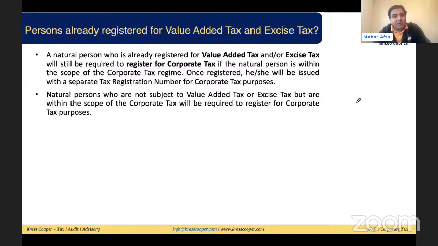So the natural person already registered, even you are registered for VAT, even you are registered for excise duty, even you are registered for customs duty. Still, if you are eligible, then you need to get yourself registered for corporate tax as well, because a lot of people are asking, they are already registered for VAT, they are already registered for excise duty, they are already registered for customs duty. Do they need to get themselves registered again? Of course, because this is a separate taxation. Those are separate taxation. You need to get yourself registered for corporate tax as well.